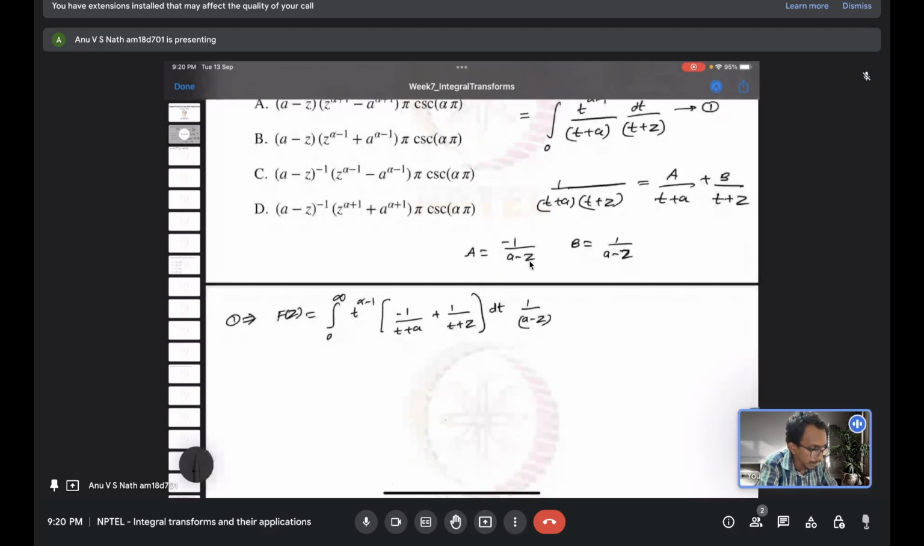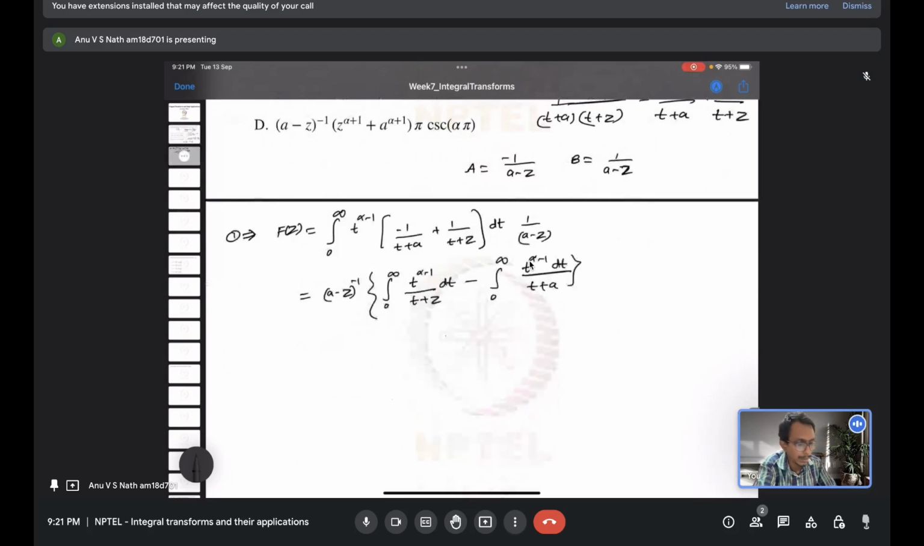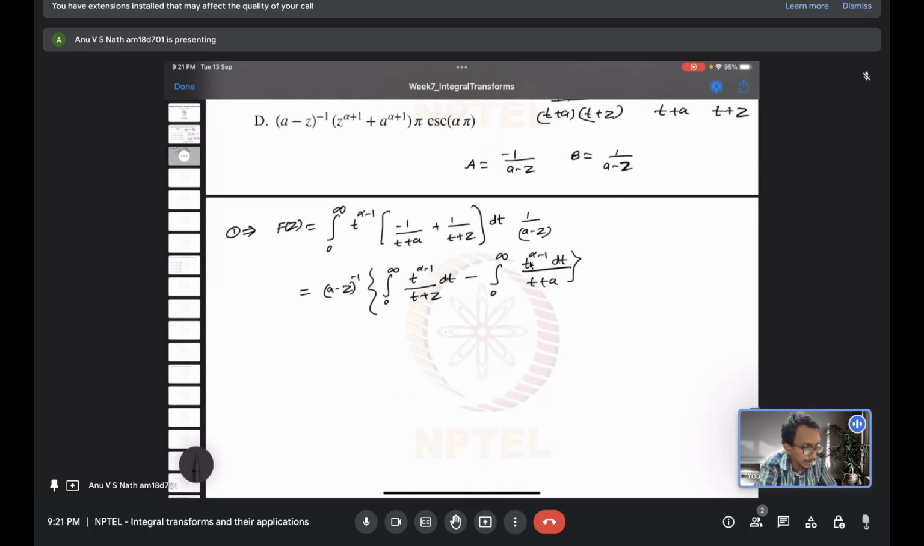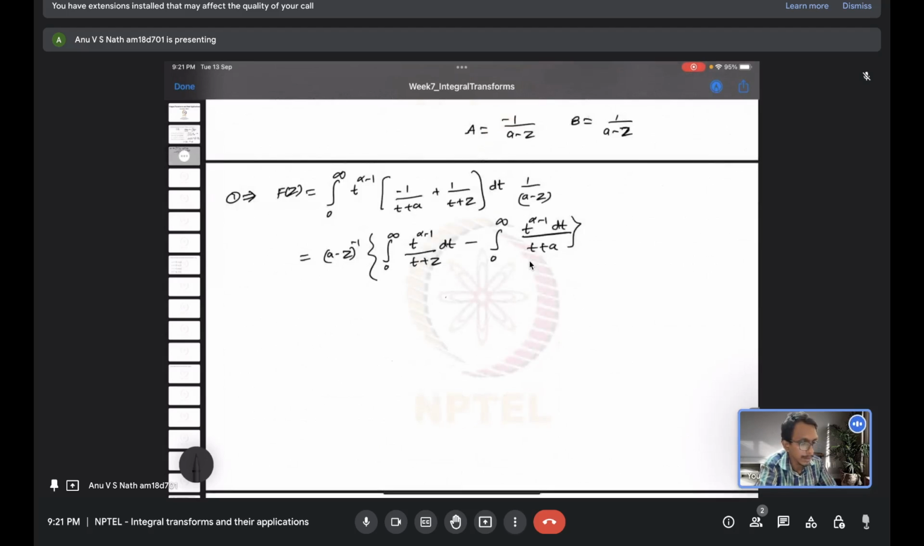So I can rearrange: a minus z inverse, and expand the integrals, 0 to infinity t raised to alpha minus 1 by t plus z dt, minus 0 to infinity t raised to alpha minus 1 dt divided by t plus a. This is the Stieltjes transform that we want. The two integrals that we need to perform are actually identical. It's just that one integral has a parameter z and the other one has the parameter a. Let me call this I1, which is a function of alpha and z, and this integral I2, which is a function of alpha, and in place of z I just replace it with a. Basically both integrals are identical.